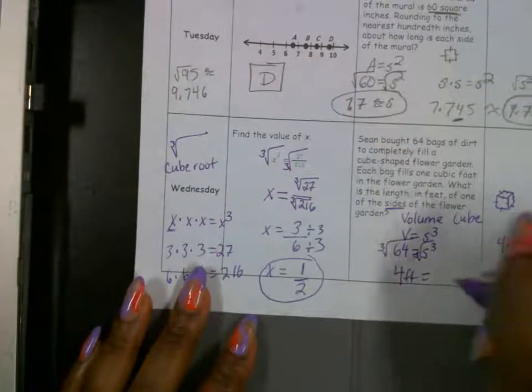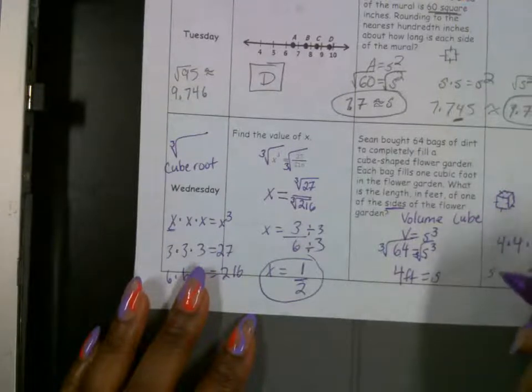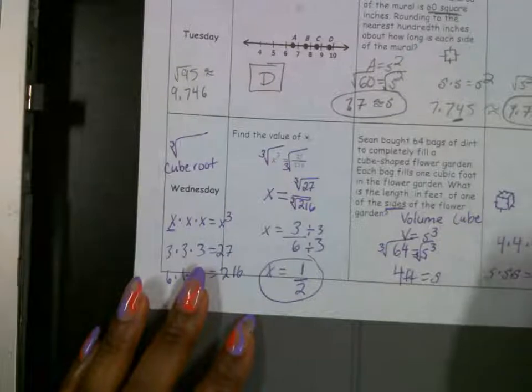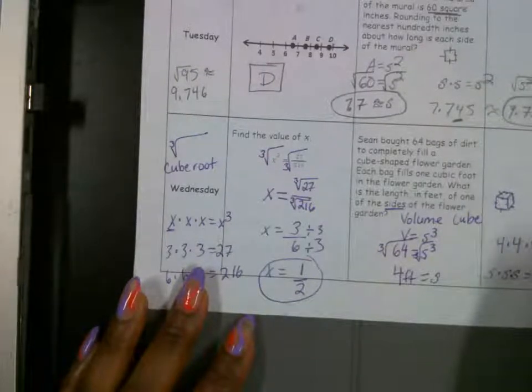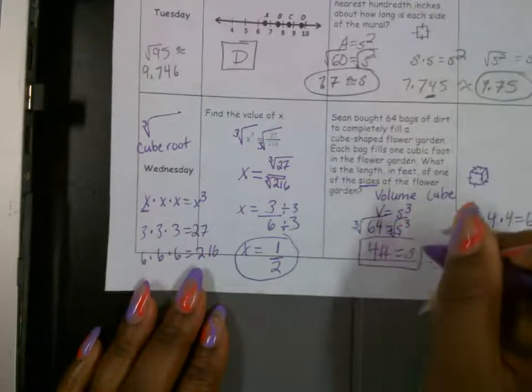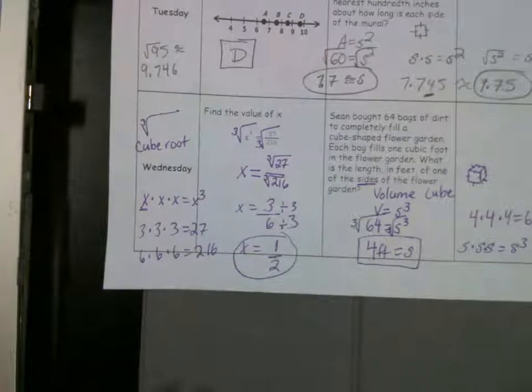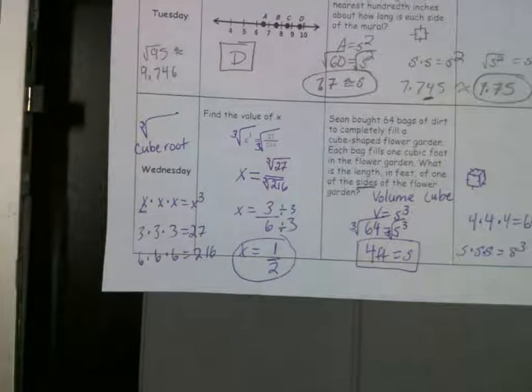S to the third power, the cube root of that is just S. Why? Because S times S times S is equal to S to the third power. So each one of these side lengths is 4. And I'll pause to give you a chance to write. Do y'all have any questions? Anybody still copying?